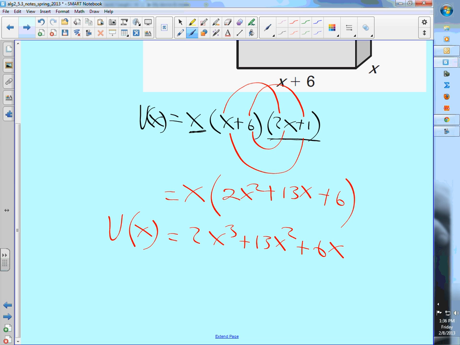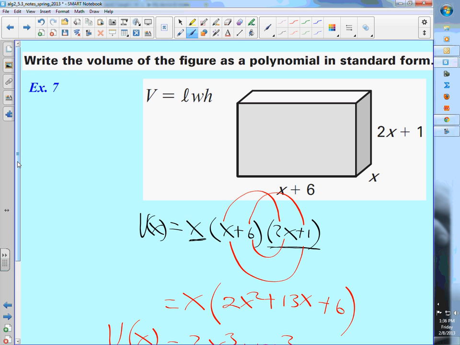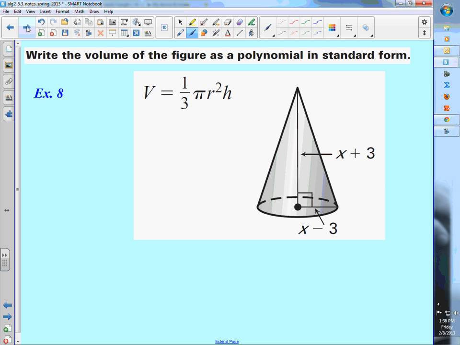And that's what we're looking for. Okay? So you can make it more difficult by distributing here and then multiplying the two binomials, but this is really the way to go. Everybody good on that? Okay? See if you can do the cone. Volume of the cone, I'm giving you the formula.